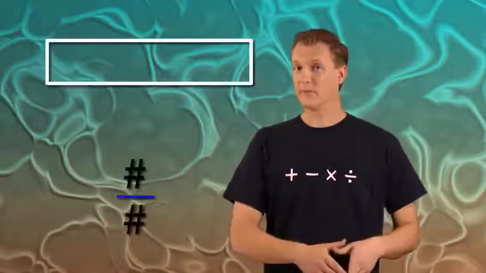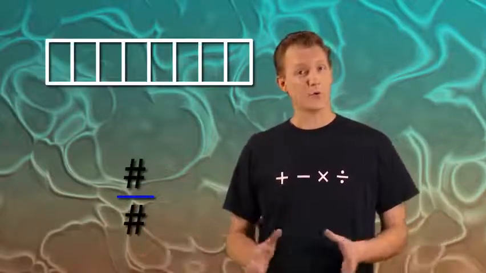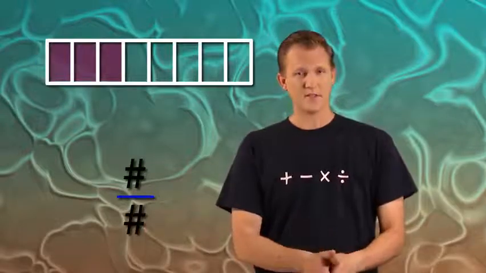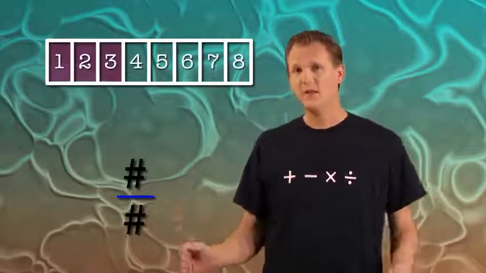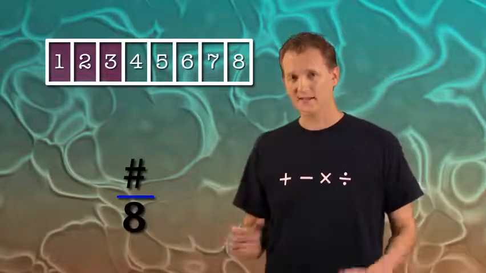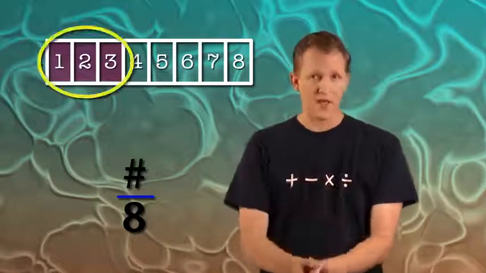Let's try another example. Let's say that I divide a rectangle up into 8 parts, and I give you 3 of those parts. Since the total number of parts is 8, the bottom number will be 8. And since you have 3 of those parts, the top number will be 3. So the fraction I'm giving you is 3 over 8, or 3/8 of the rectangle.